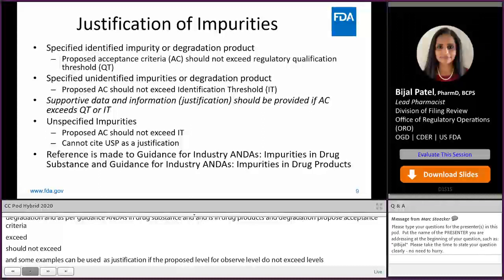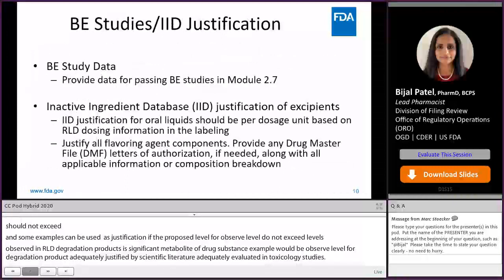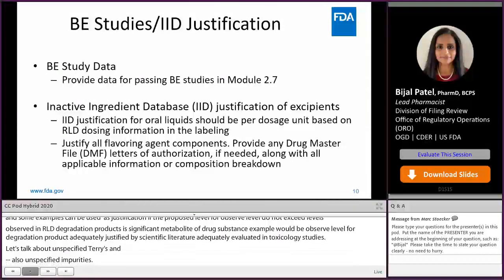Let's talk about unspecified impurities. For unspecified impurities, the proposed AC should not exceed IT. Also here, USP cannot be cited as justification for unspecified impurities. Moving on to the next two commonly encountered major deficiencies. With respect to BE studies, ensure that passing BE study data are provided in the original ANDA submission, and this data should be included in Module 2.7.